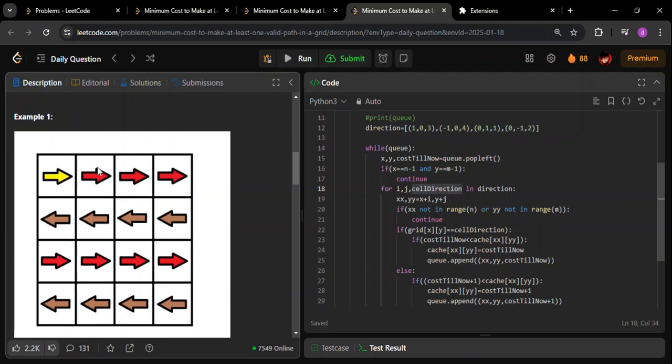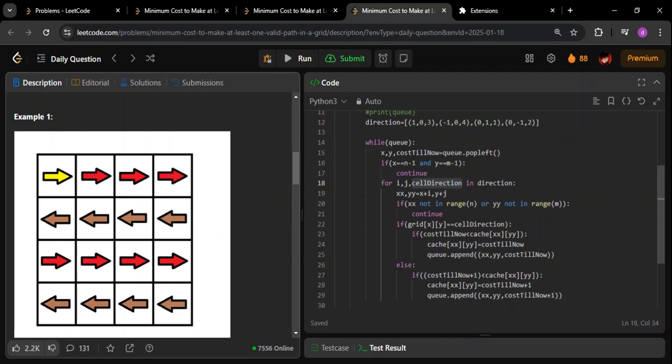In order to move to the cell towards the right, I should not incur any cost. So I'm just checking that if this is the case, I will not incur any cost. I'm just verifying that. If this is the case, I'm not going to incur any cost. As simple as that. The idea here is I can move to the next cell without incurring any cost.